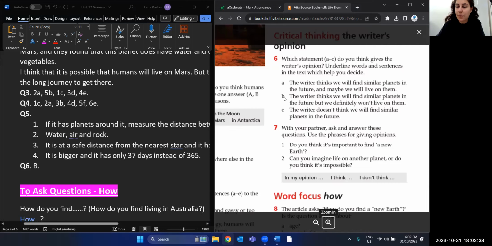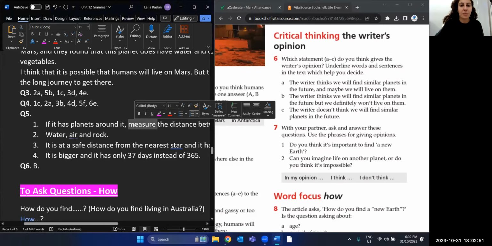Okay, I think it's B. I think that the writer thinks we will find similar planets, but we might not live on them. You know, they're too far. The distance is too far from the sun.